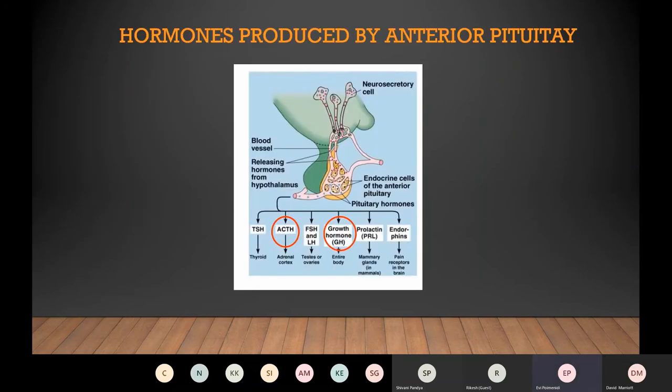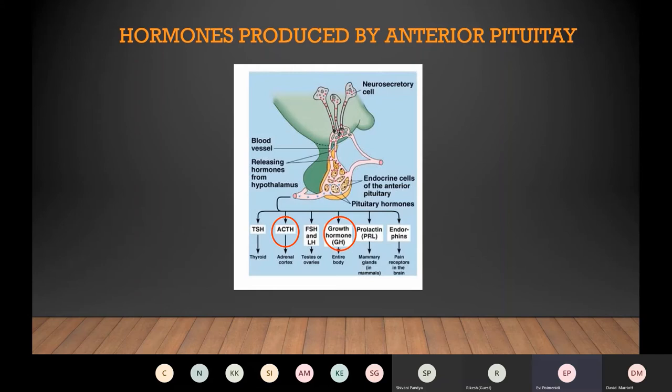Regarding the hormones produced by the anterior pituitary gland, you can see right down on the picture, we have TSH that acts on the thyroid gland. We have ACTH that acts on the adrenal cortex, FSH and LH that act upon the testes or the ovaries. We have growth hormone, which acts throughout the whole body, prolactin, which acts on the mammary glands, and endorphins, although this is not very well said, and we're not really examined on that. These endorphins act on pain receptors in the brain.